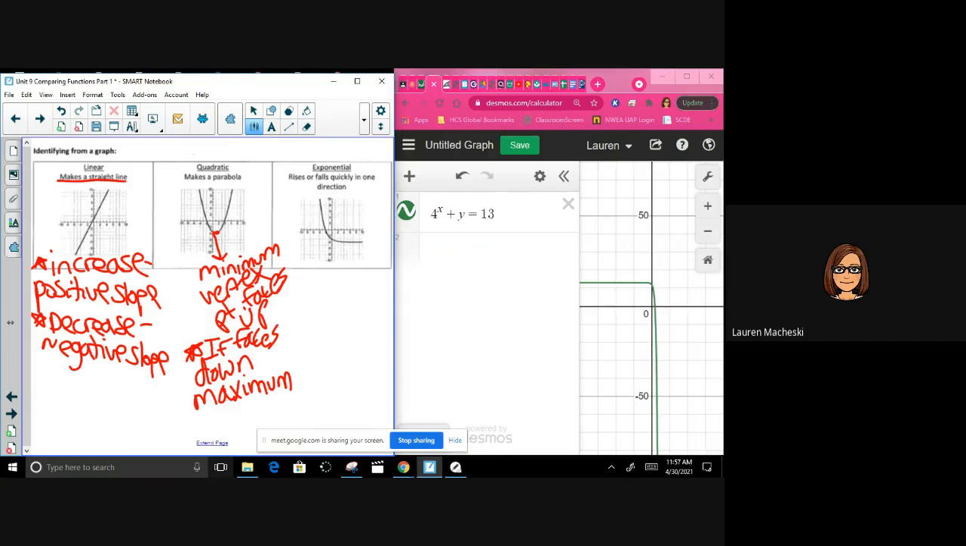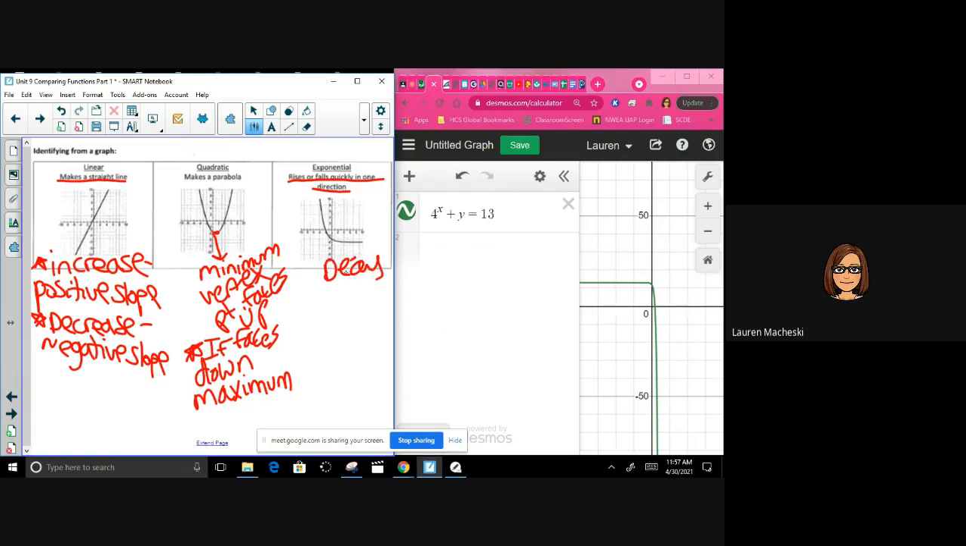And then your last one is exponential. It rises or falls quickly in one direction. This one is called an exponential what? Is that one increasing or decreasing? You should be able to tell that it's decreasing, so it's called a decay.